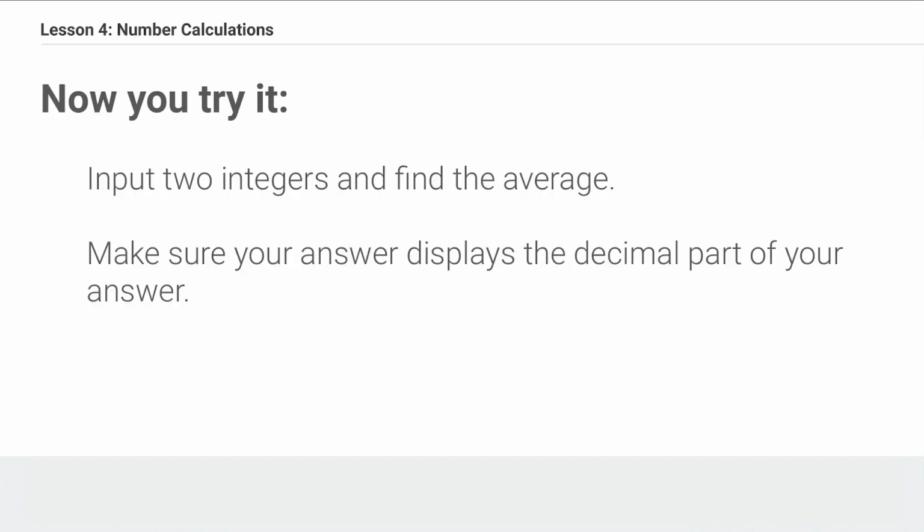Now I'd like you to try it. Input 2 integers and find the average. Please make sure that your average displays a decimal value.